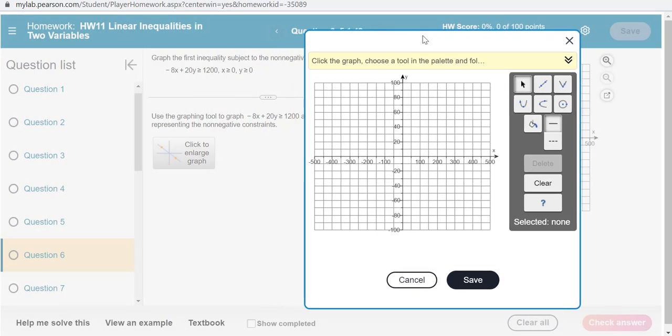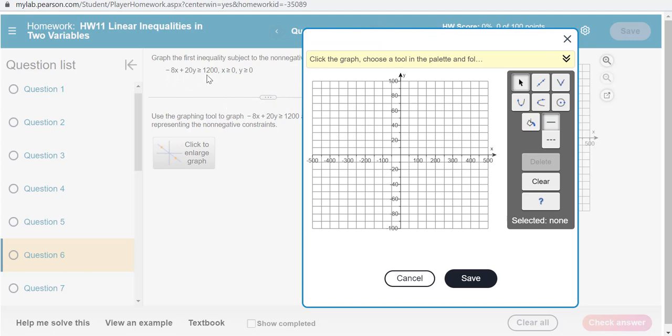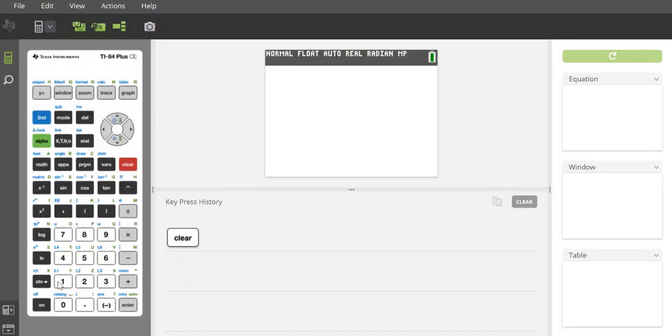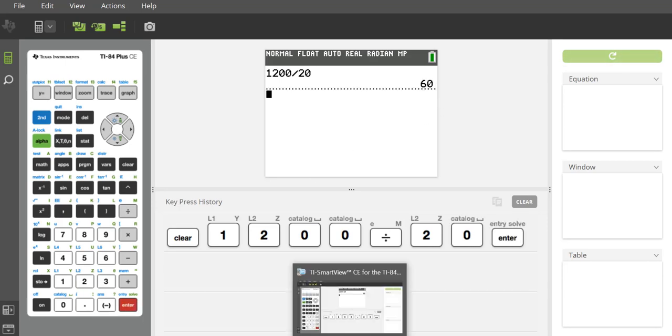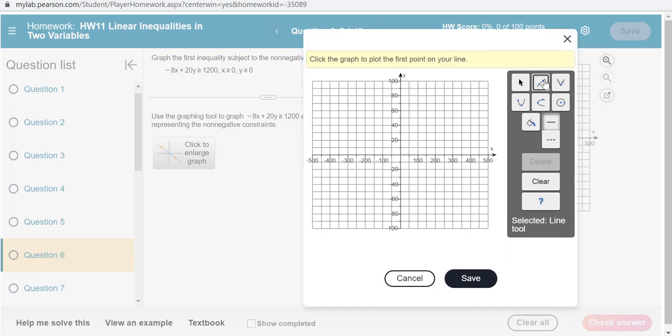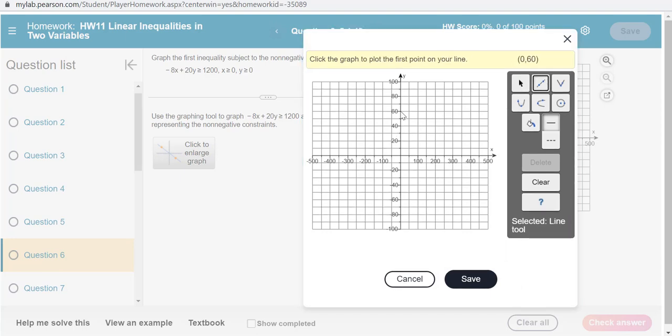Now, to graph that first inequality, negative 8x plus 20y greater than or equal to 1200, I'm going to let x be 0 and find out what my y-intercept is. So I need to do 1200 divided by 20, and I get 60. So I know that I have the point 0, 60. So my first point is right here, 0, 60.